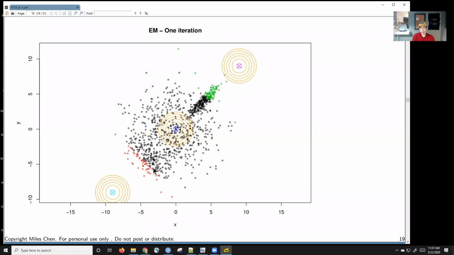So everything gets a probabilistic assignment. When I color the dots, I'm only able to say this one's red or this one's black, and the way I colored them was by choosing the highest probability and coloring it accordingly. But the values are actually probabilistic, something like 51% red, 49% black, or 49% red, 51% black.